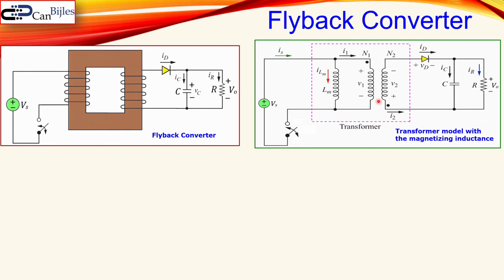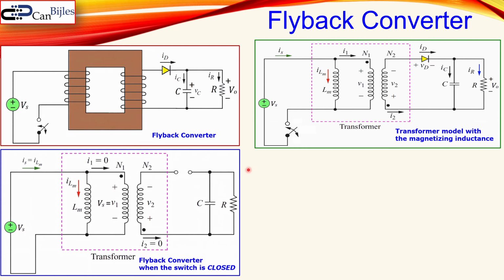But the secondary side is actually flipped. That's what you see here, this dot. So where the dot is, that's where the current is leaving and where you have the positive part of your voltage. That's shown here. So this part in the dashed pink area is our transformer model we will use for our flyback converter. And this is called the magnetizing inductance.